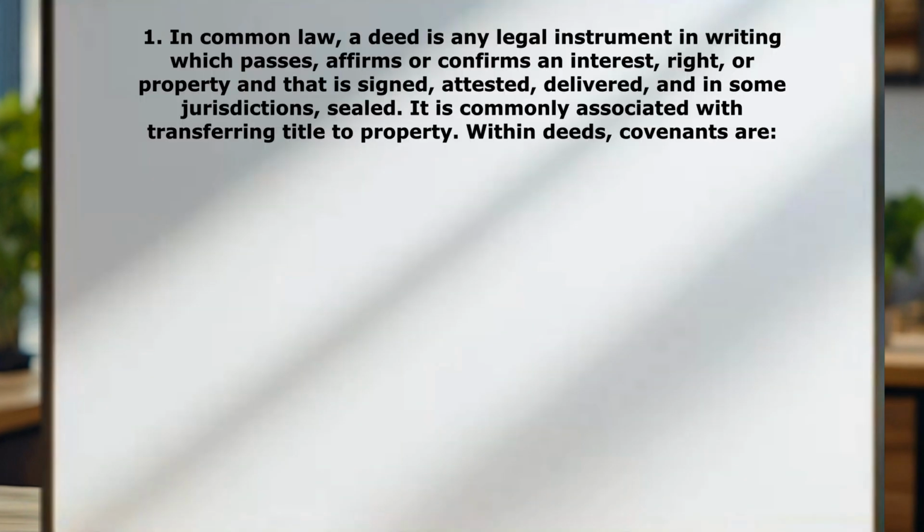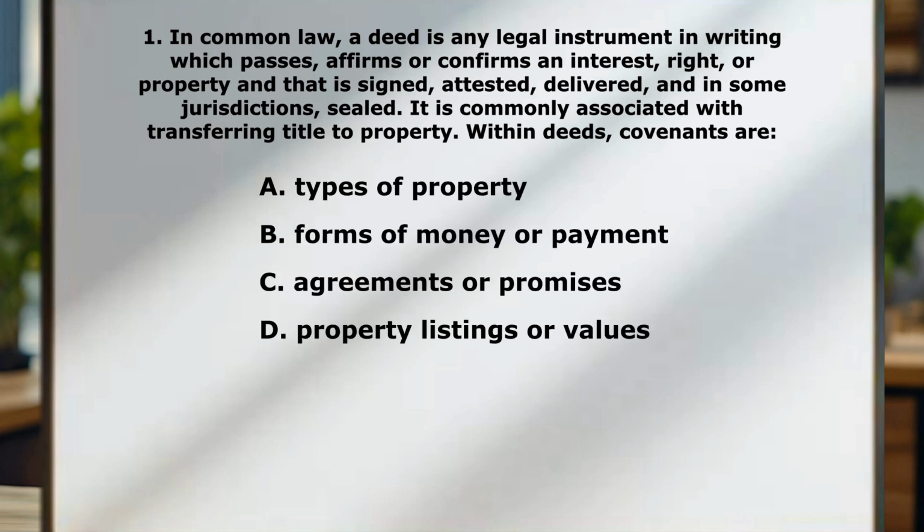Question number 1. In common law, a deed is any legal instrument in writing which passes, affirms, or confirms an interest, right, or property that is signed, attested, delivered, and in some jurisdictions, sealed. It is commonly associated with transferring title to property. Within deeds, covenants are A. Types of property. B. Forms of money or payment. C. Agreements or promises. D. Property listings or values.